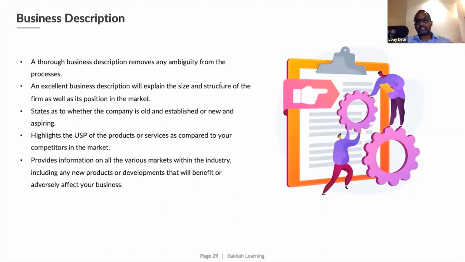A thorough business description removes any ambiguity from the process. So you need to clearly describe what you are planning to do, or which areas or industries you're going to invest in. An excellent business description will describe and explain the size and structure of the firm, as well as its position in the market.